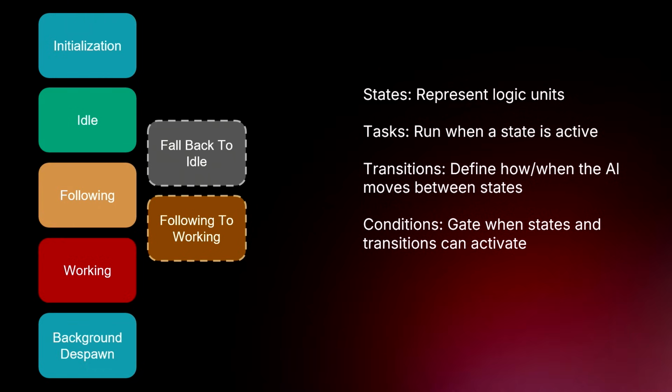A transition defines how and when the AI will move between states. For example, idle cannot jump straight away to the working state. It will have to go through following, and then from following, it goes to the working state. And a condition usually works with a transition. It's a gate for when the state and transition can be activated. For example, the ant is only able to transit from the idle state to the following state if it has found a valid visitor to follow.